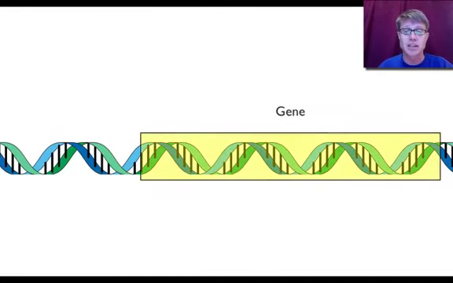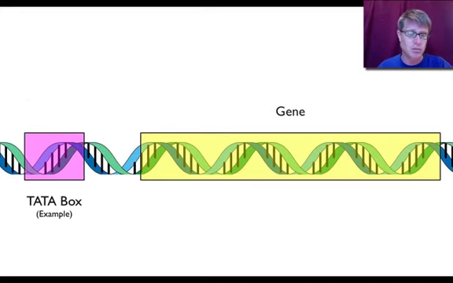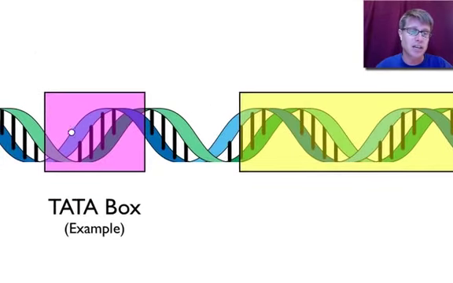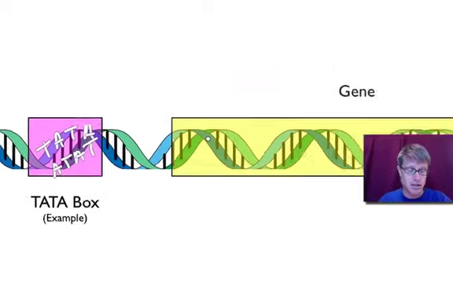We've got a gene like this. Upstream of that, we have a regulatory sequence. An example of this in eukaryotes would be the TATA box. And the reason it's called a TATA box is you have a thymine, adenine, thymine, adenine. And on the other side, you'd have TATA backwards, complementary to that. And so this is simply a sequence above the gene that allows the RNA polymerase to get on.